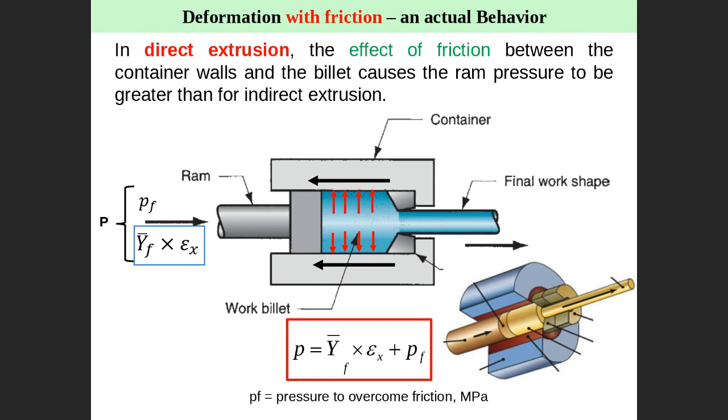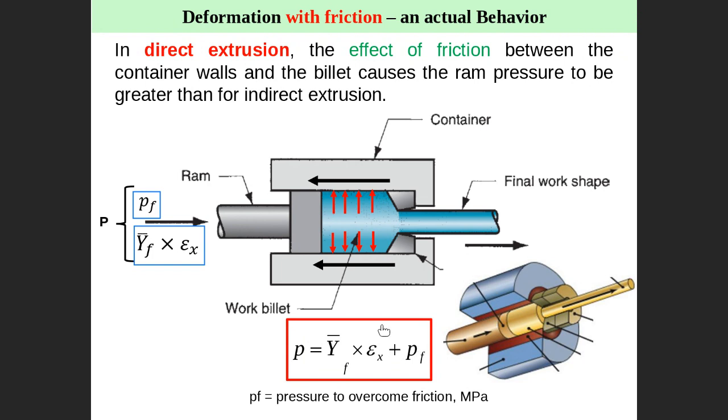Another pressure is required to overcome friction in the wall, because when you push, the material would like to move in this direction, and then there is friction here against the motion. Then the pressure is not only y bar flow epsilon x, it is y bar flow epsilon x plus BF.